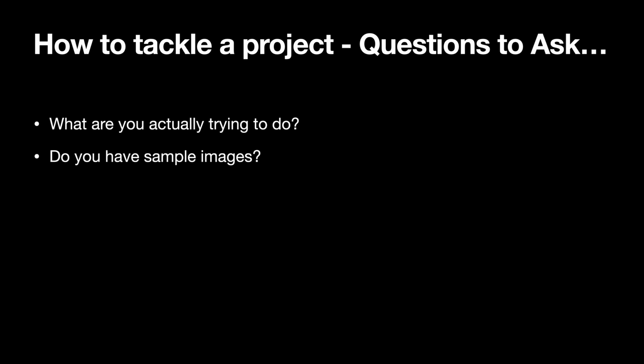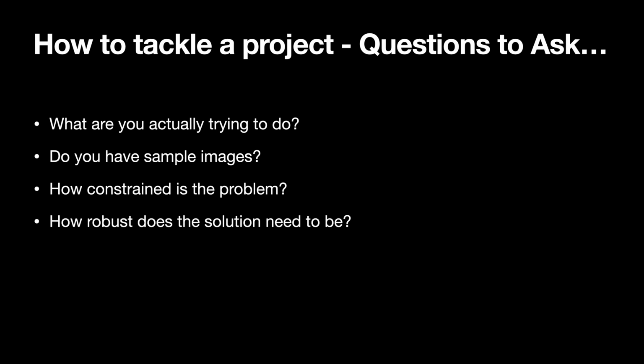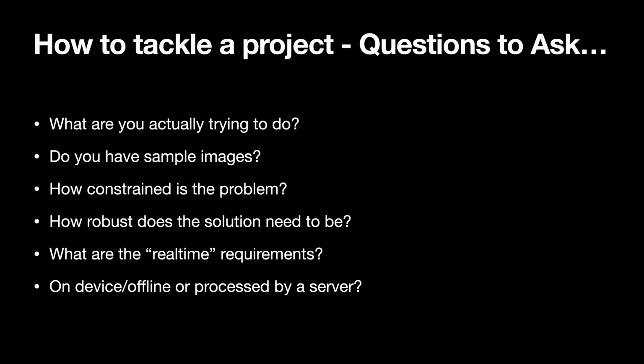The next question to ask is, do you actually have any sample images? Now, this may seem like a strange question, surely you can just go and take some photographs, but often these projects are based on products that don't even exist yet. How constrained is the problem? Is it going to be an industrial inspection application with fixed cameras and good lighting, or is it going to be people taking random pictures on their phones? Which leads on to the next question. How robust does it need to be? And the final question is, what are the real-time requirements? How long can the user wait for results? Does it need to be a real-time camera feed? Which kind of feeds into the final question.